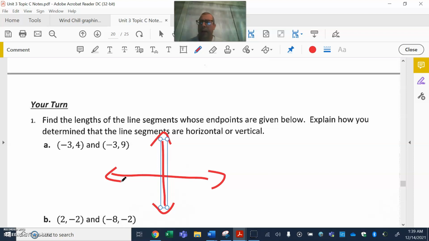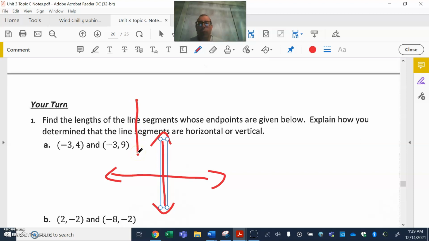So the ordered pair -3, 4. To get there, I need to go to the left to -3 and then up 4. So we're just going to approximate. I went to the left -3, up 4, and we'll put a point there. Again, an approximation. The other point is also -3, so I need to go to the left the same distance, but this time I'm going to go up to 9. And we're going to connect them.